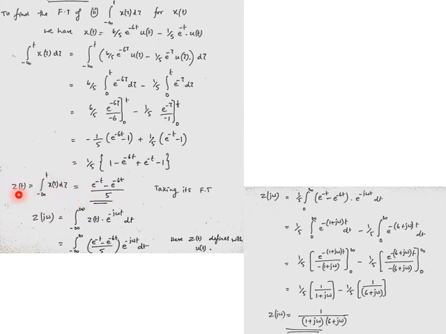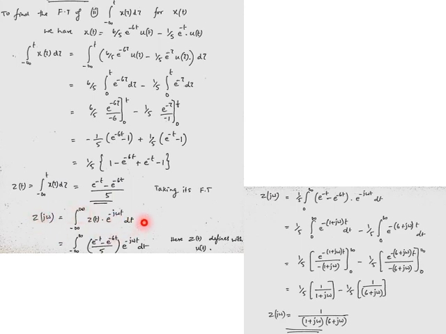So I have taken this separately as z of t. Now for this I have to take the Fourier transform. So I am saying the Fourier transform for z of t, which I can mention as Z of j omega, is equal to the integration from minus infinity to infinity of z of t into e to the power minus j omega t dt.